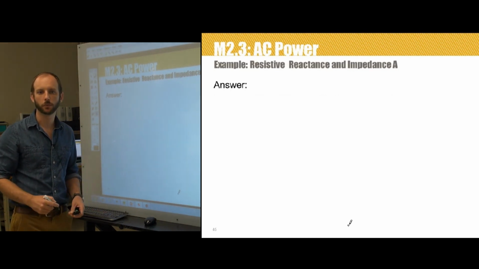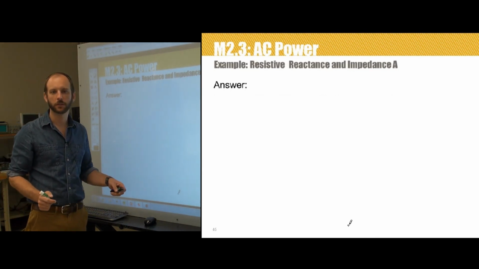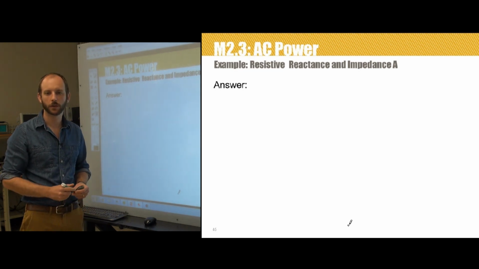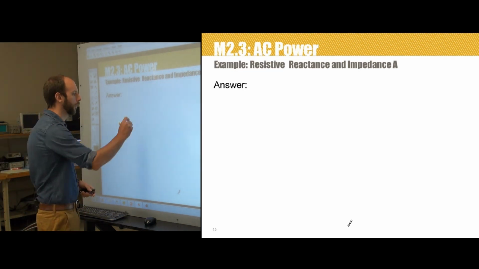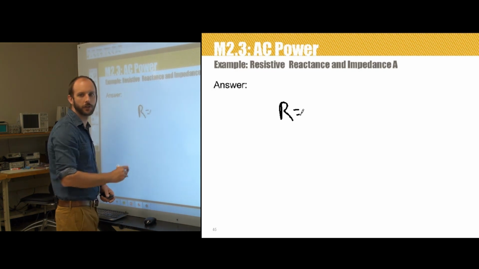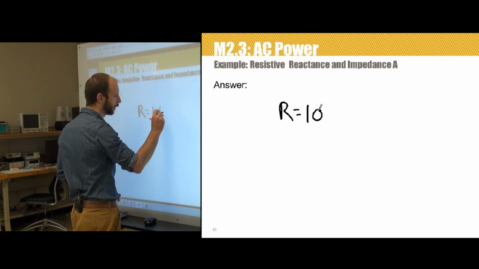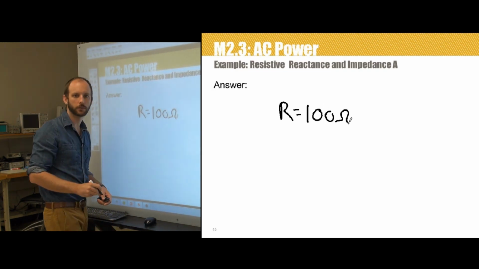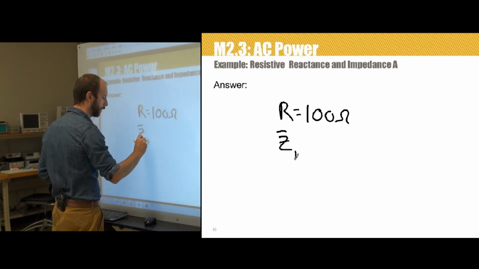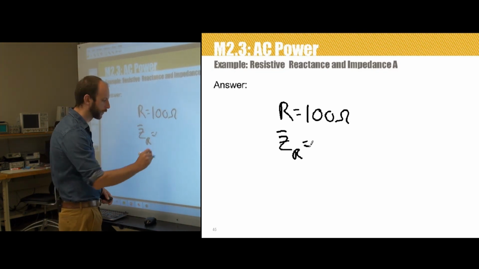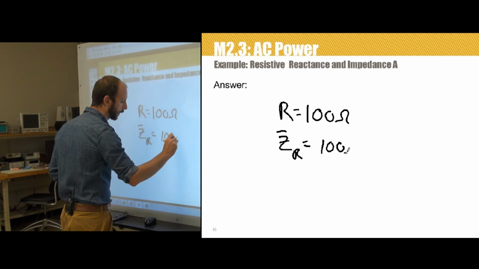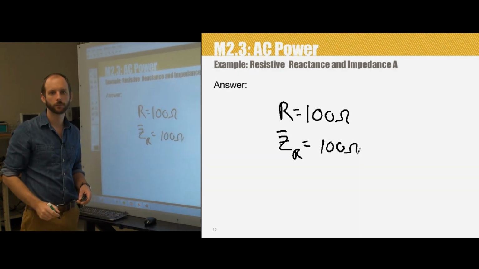If this was on a test, this would be a give-me. Resistance and impedance of a resistor are not frequency dependent. They're only dependent on the material properties. The resistance of the resistor does not change. It's 100 ohms. The impedance of the resistor is 100 ohms. No calculations necessary. You can go straight to it.